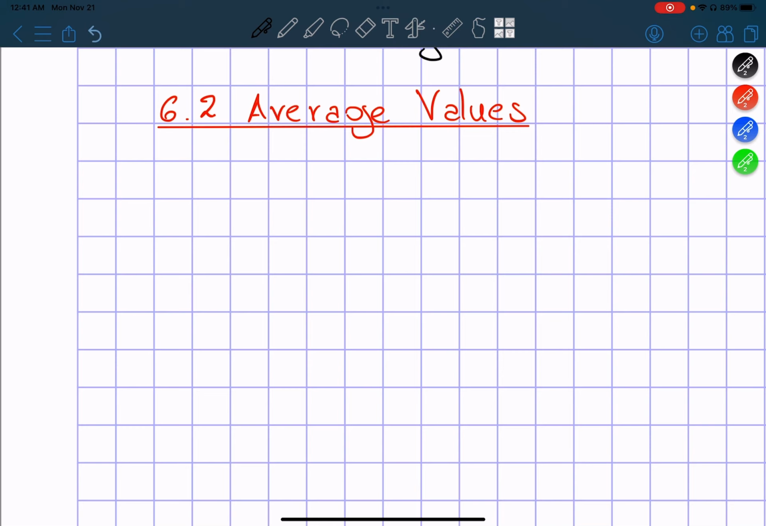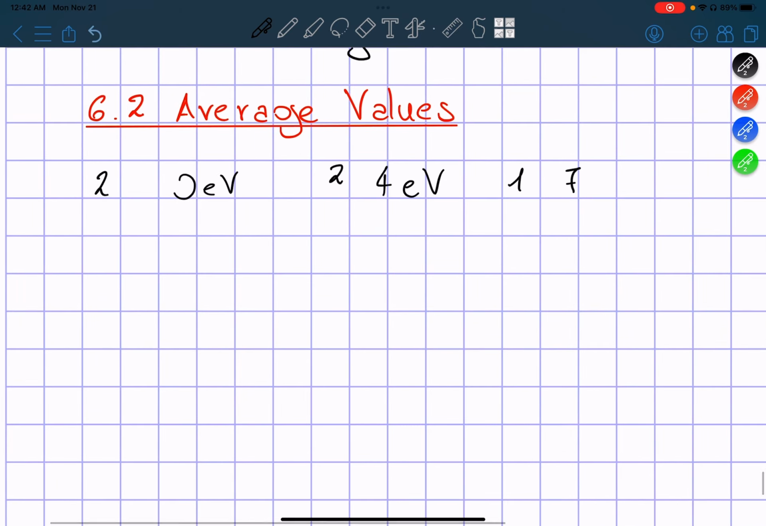So imagine you have an atom with three possible states. And all these states have some atoms in them, right? So you have two atoms in the ground state, which has an energy of 0 electron volts, and then you have two in the second state with energy of 4 electron volts, and then you have one in the last energy state and it has 7 electron volts.